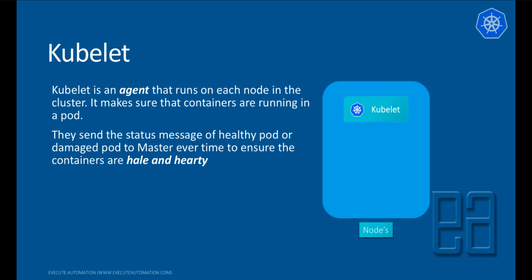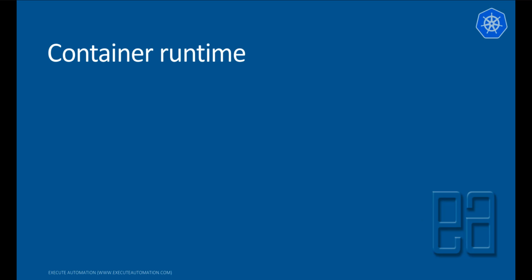For instance, if it sees that a pod running inside this node is damaged, it will just report to the master that the pod is currently damaged. That's it. It won't try to resolve the issue within the pod, such as why it is damaged or what resolution it has to take to fix the damaged pod. No, it won't do any such thing. All it does is send a status message to the master saying the pod has been broken for some reason. And the next component is the container runtime.